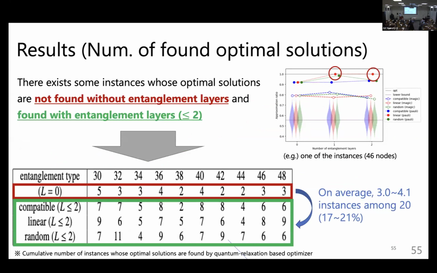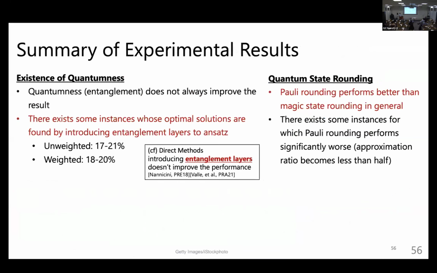But there are instances where having entanglement matters, where without entanglement you couldn't find the optimal solution. With 1 entanglement layer you get the optimal solution, also with 2 entanglement layers. So it depends on the instance. This is 1 instance on 46 nodes. We can average over many graphs. It seems that having entanglement helps us improve the number of graphs for which we can find the optimal solution. But really this depends on the graph instance, right?